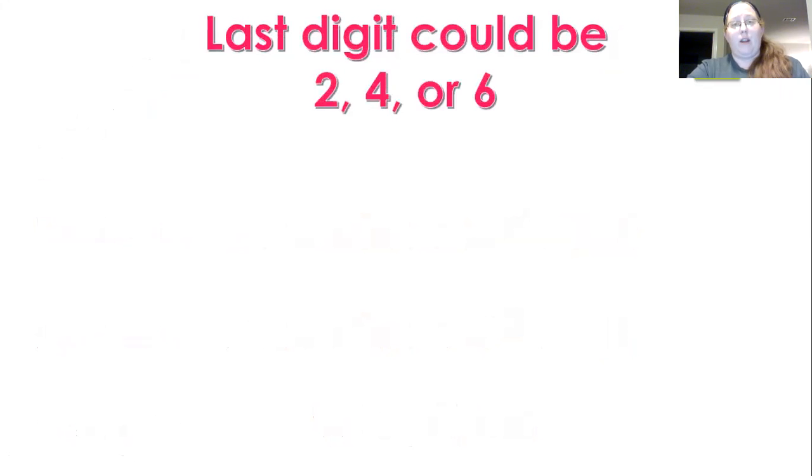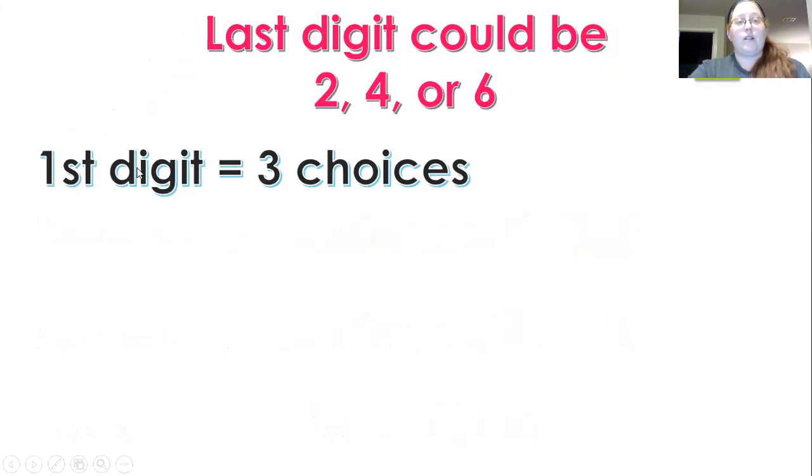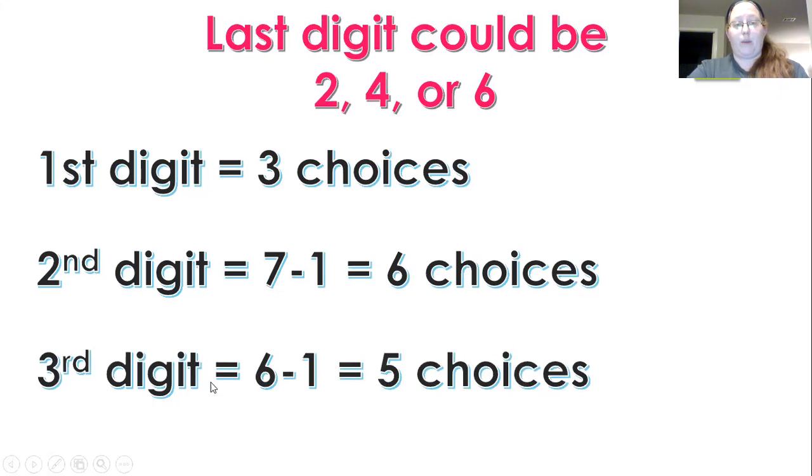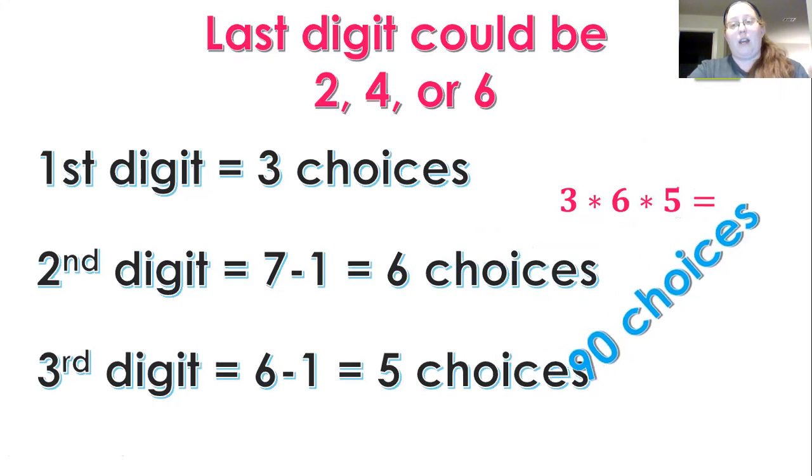And last, we want to know about them being even. So we have 1, 2, 3, 4, 5, 6, 7. And out of those, the numbers that are even are 2, 4, or 6. So the last digit could be 2, 4, or 6 to make it an even number. In this case, for the last digit, there are 3 choices, 2, 4, or 6. Then we have another digit, which is going to be 7 minus 1 equals 6 choices. And the third digit in the number is going to be 6 minus 1, so 5 choices. Again, we multiply those together, 3 times 6 times 5, and you get 90 choices again.